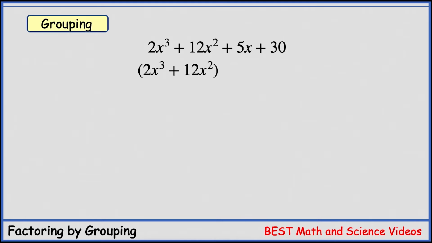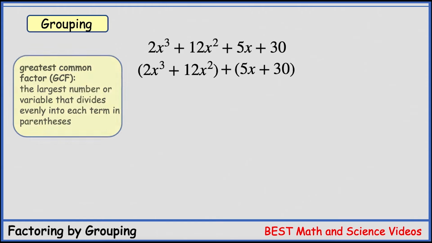Group the first two terms and group the second two terms. You need to factor the greatest common factor from each of these. Look at the terms in the first group, 2x cubed and 12x squared. They have 2x squared in common, so factor that out to get 2x squared times x plus 6. And now look at the second group. The terms are 5x and 30. The common factor is 5, so factor that out to get 5 times x plus 6.